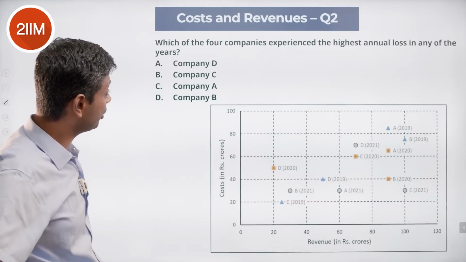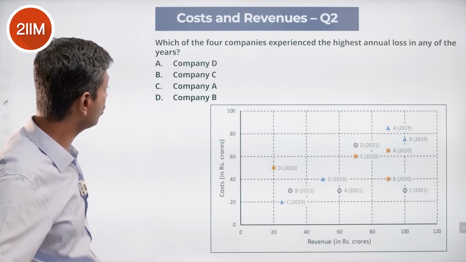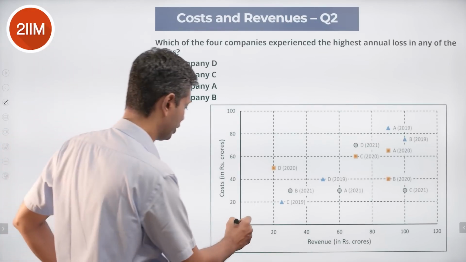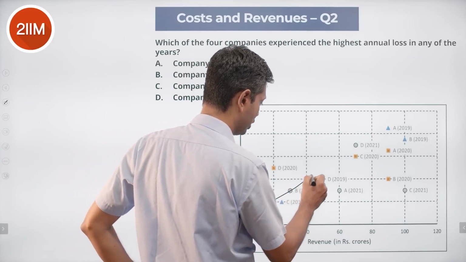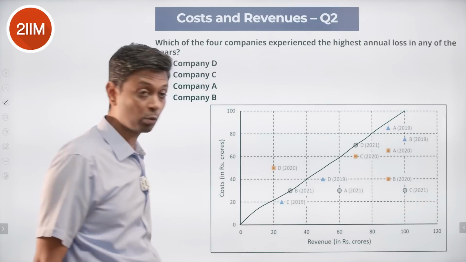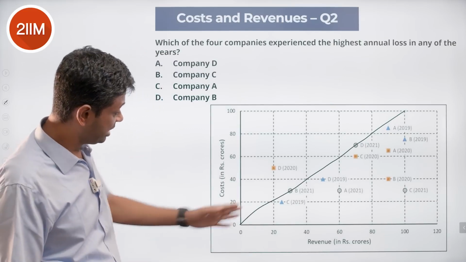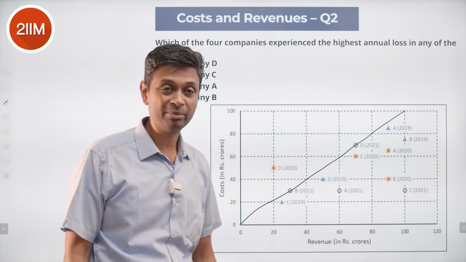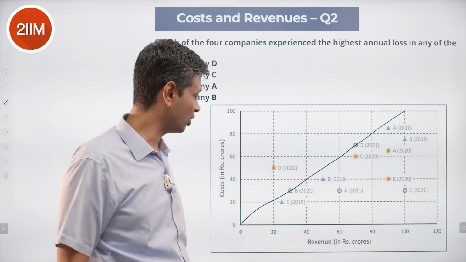Which of the 4 companies experienced the highest annual loss in any of the years? Nice. This we have already done. Annual loss in any of the years. Anything to the left is loss making. Anything to the right is profit making. B and D may have made some 10 lakh, 15 lakh loss.